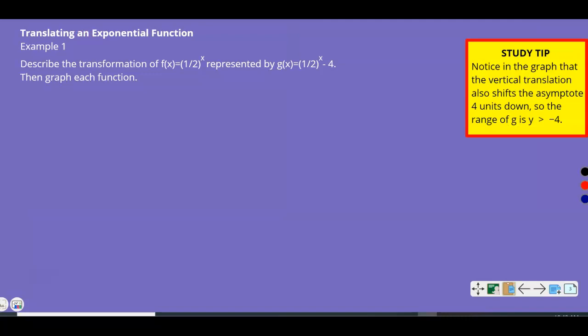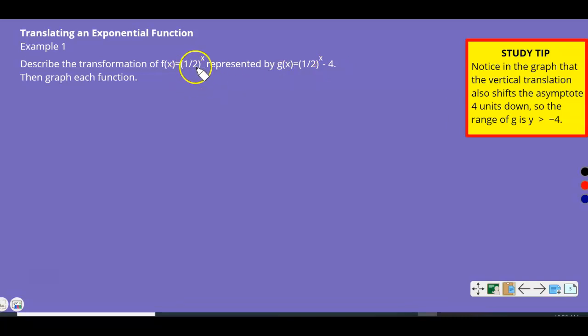Example 1, translating an exponential function. Describe the transformation of f of x equals 1/2 to the x power represented by g of x equals 1/2 to the x power minus 4. Then graph the function. All right, so f of x is your parent function. And you can see that g of x is taking the same function and it's got -4. This is outside the parentheses, so this means it's a vertical translation, so it goes the same as the sign. So this tells us we're going to move down 4 units.